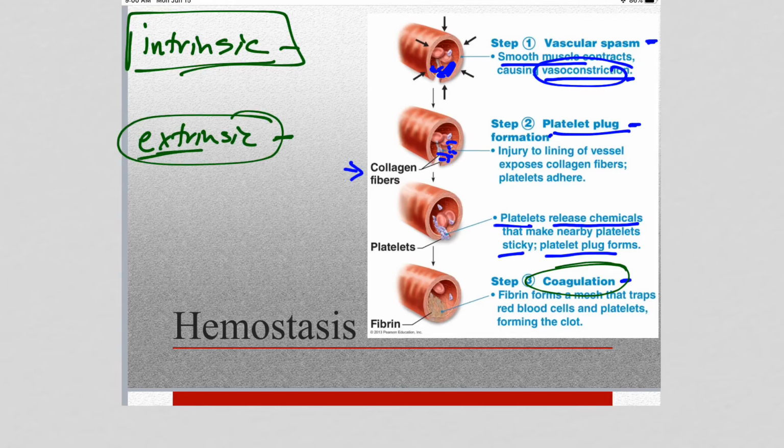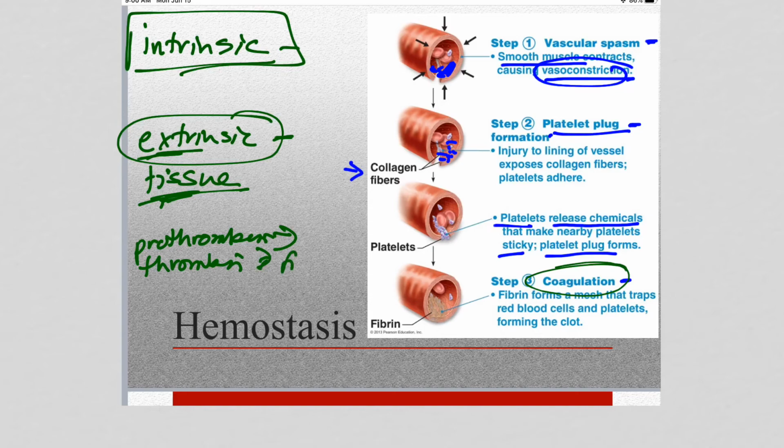As far as the extrinsic pathway, it's happening at the same time. Extrinsic means it's outside of the blood. So this is what's going to happen. The same process, you're going to have chemicals released by the damaged tissue cells. So it's not in the blood, it's the damaged tissue cells that release a chemical that's going to convert prothrombin. Prothrombin becomes thrombin, and then thrombin becomes fibrinogen, and then what you want to end up with is fibrin.